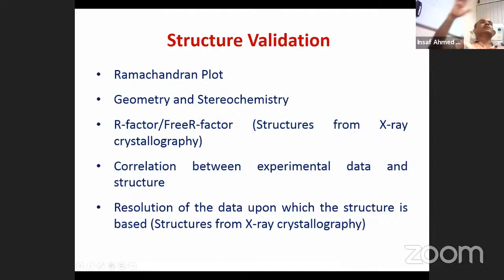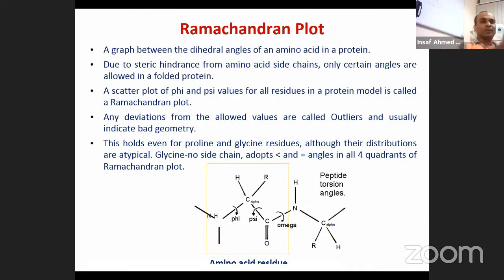It is not that, okay, I got the structure so this is correct, or my experimental data is correct. In science, nothing is wrong and nothing is absolutely correct. A can be correct, and B can also be correct. So always you have to correlate. Then there is the resolution of the data upon which the structure is based, which is also for crystallography. The Ramachandran plot, like I just told you, works on the dihedral angles of an amino acid.